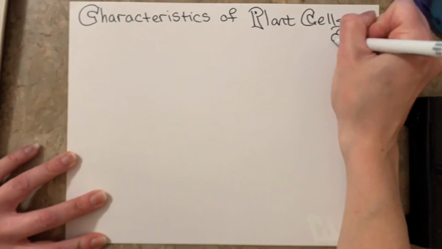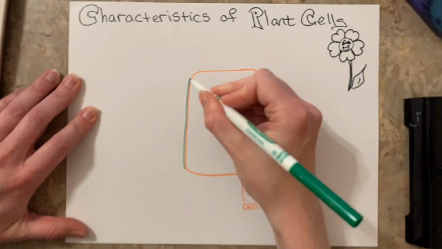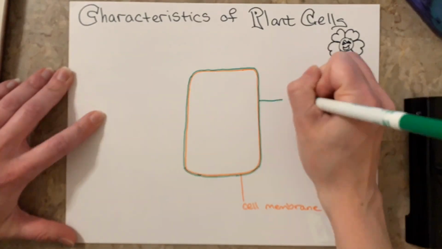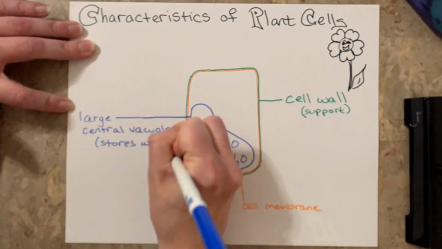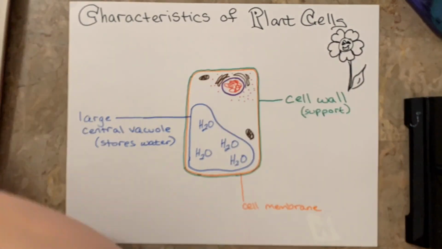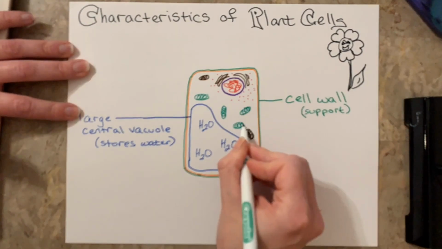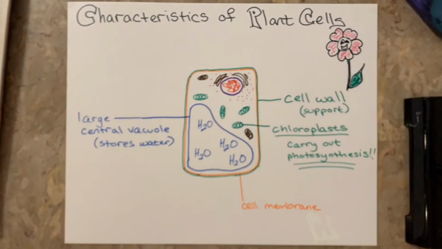So characteristics of plant cells include a cell wall, which gives the plant support. It has the large central vacuole, which stores water. When that water becomes depleted, that is when you will see a plant begin to wilt. And the cell contains chloroplasts, which carry out photosynthesis.